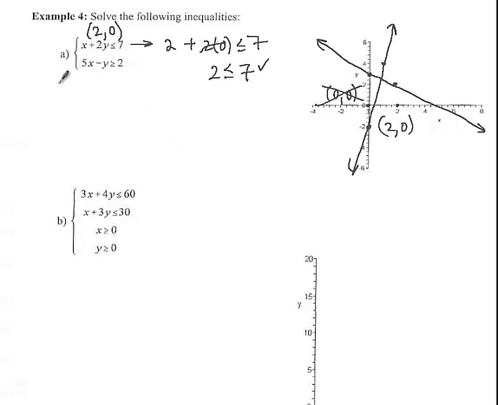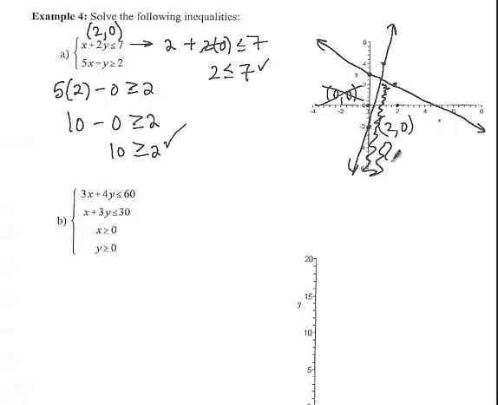And so now we'll check it for the second inequality, and we're going to get lucky. We have 5 times 2 is 10, minus 0 is greater than or equal to 2, 10 is greater than 2. Check. And so now we shade this region. Alright, and you could test the other two, but they're not going to work out.